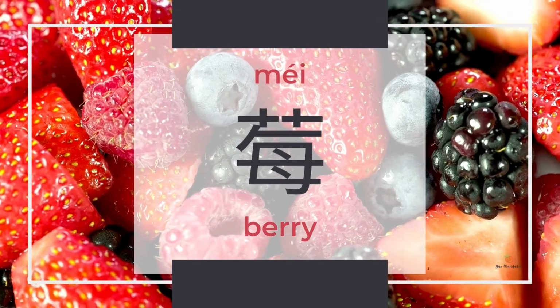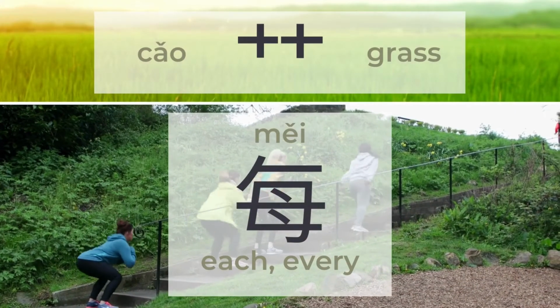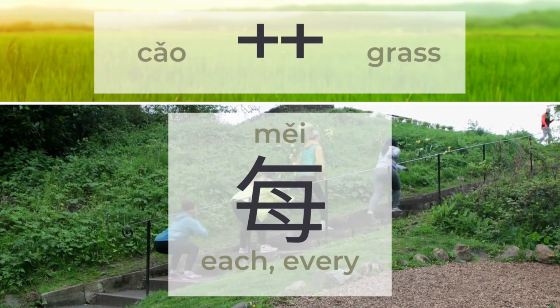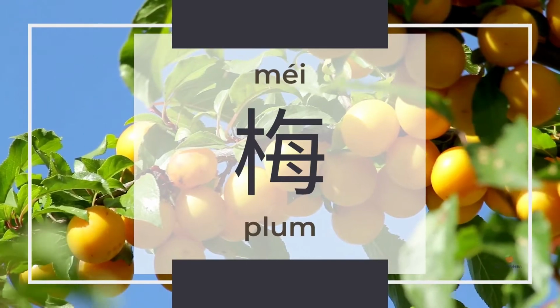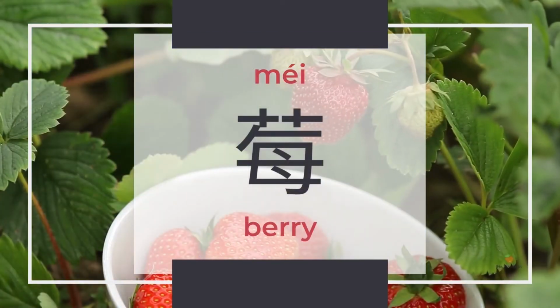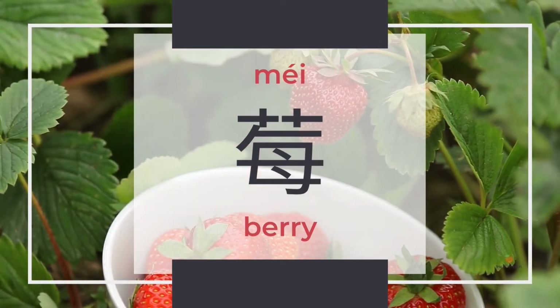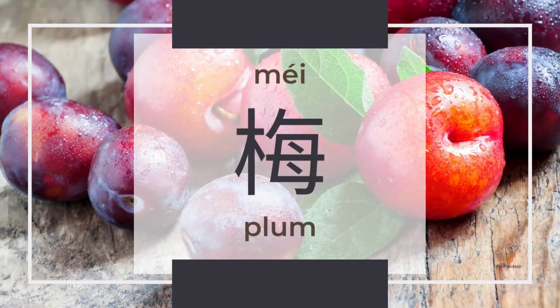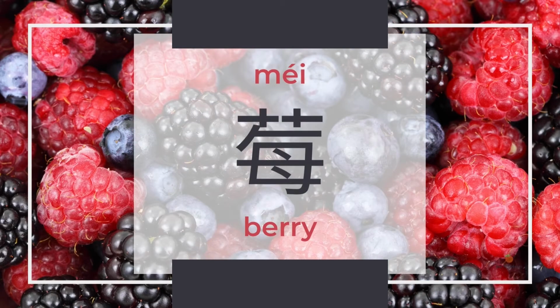莓 means berry. It's the top 草 grass and the bottom 每 each. Compared to 梅 plums that grow on trees, 莓 berries are lower, and the Chinese radical is 草 grass. 梅 plums and 莓 berries share the same pronunciation.